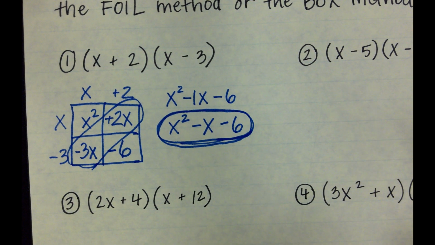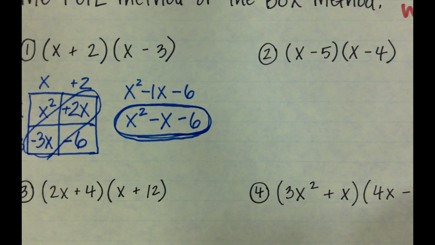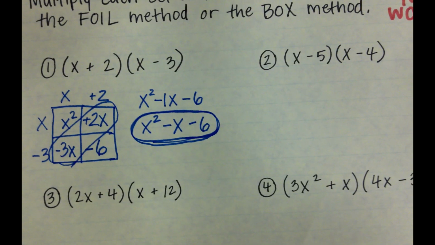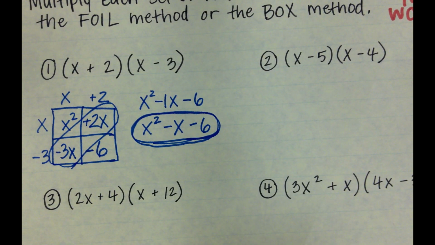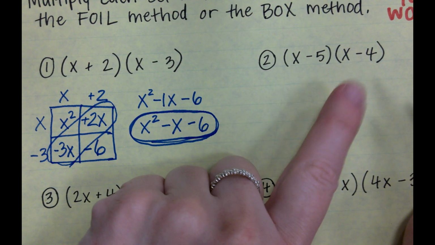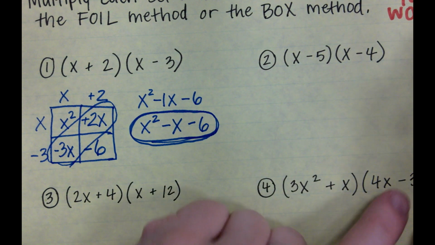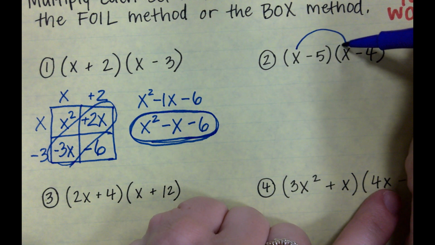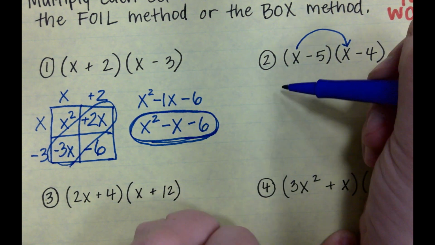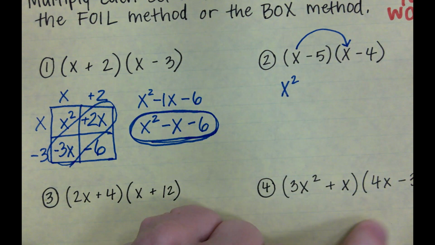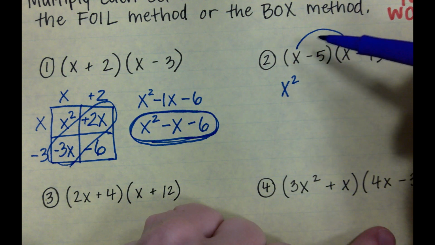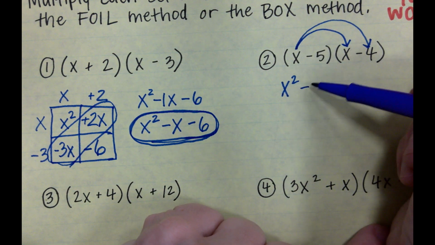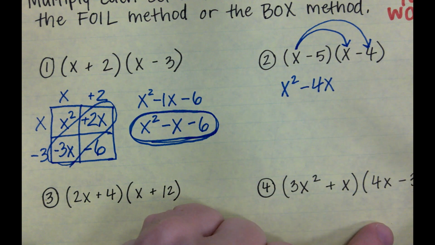Okay, we ready for number 2? How about this time we do the FOIL method since we just did the box method? You can do a little mixing it up here. So if I am using the FOIL method, what is my first step? Yeah, x times x, which is x squared. And what's my next step? X times negative 4. Good. X times negative 4 is what? Negative 4x. Then what do I do?